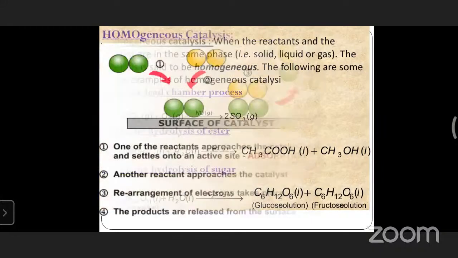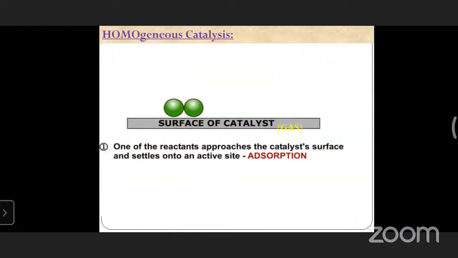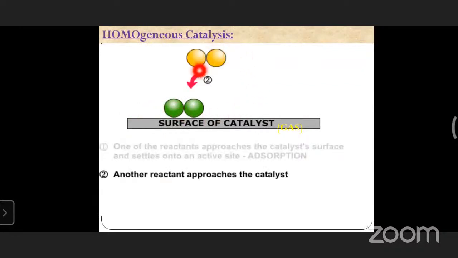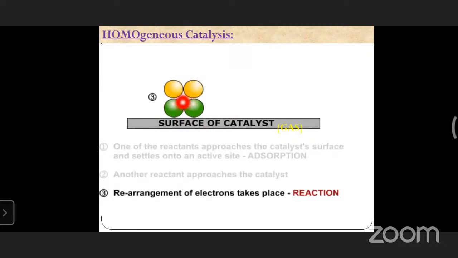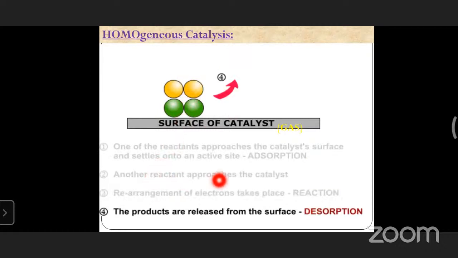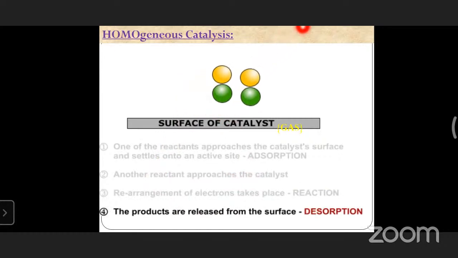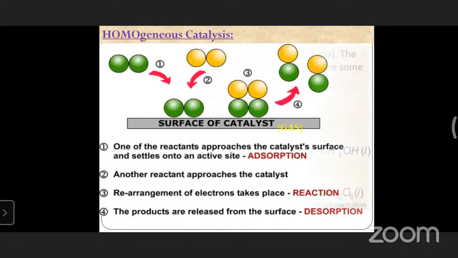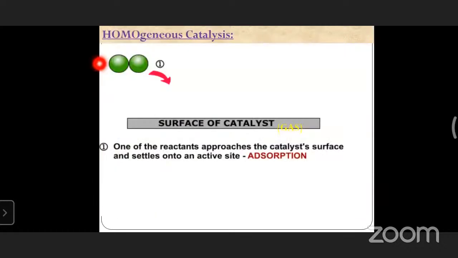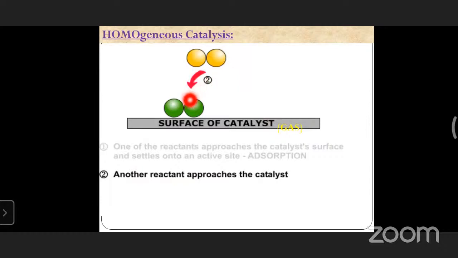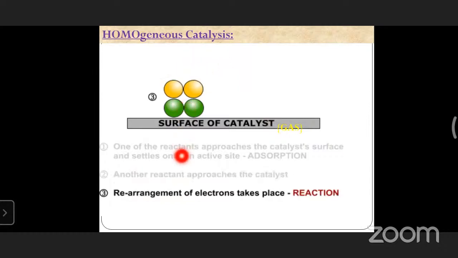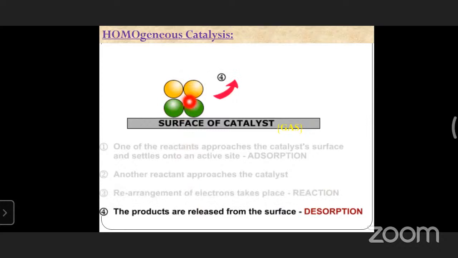Now, let's see what is happening in homogeneous catalysis. One reactant comes onto the surface of the catalyst, and one more reactant in the same gas phase comes and approaches, and a rearrangement of electrons takes place. A new product is formed and removed. Once again: first, one of the gas molecules reaches the surface of the catalyst, which is also in the gas phase. Second, another gas comes and reaches the surface of the catalyst. All are gas molecules. Rearrangement of electrons takes place, and a new product, a yellow molecule and a green molecule, is formed and removed.